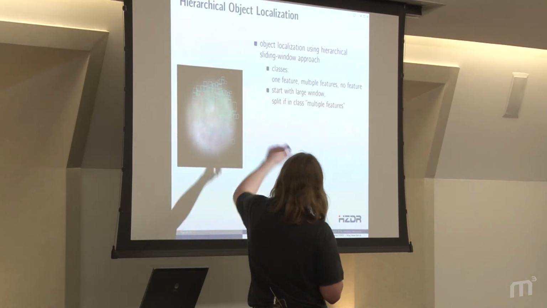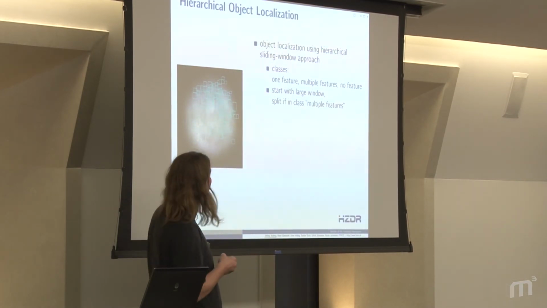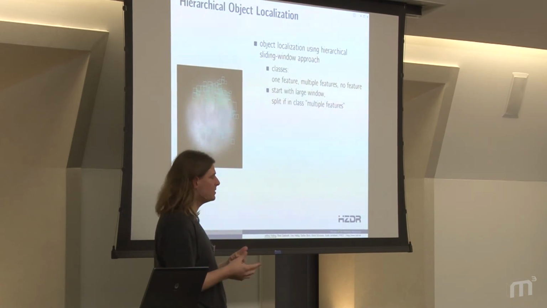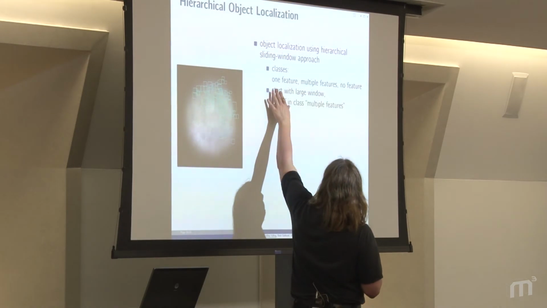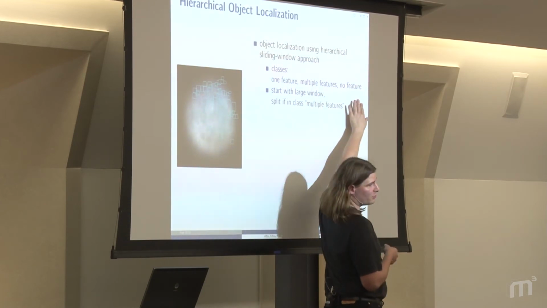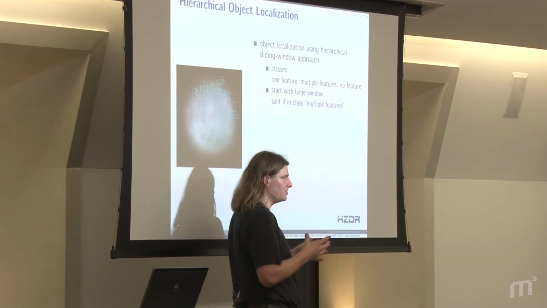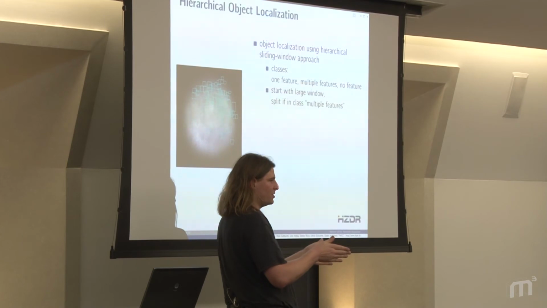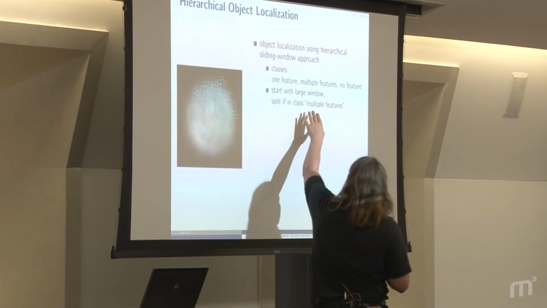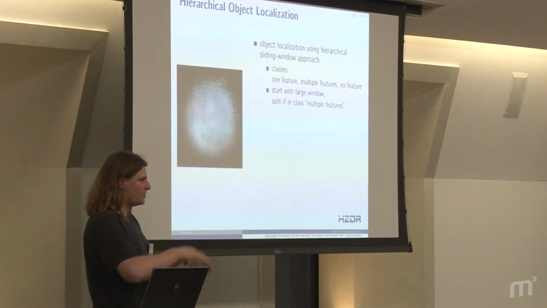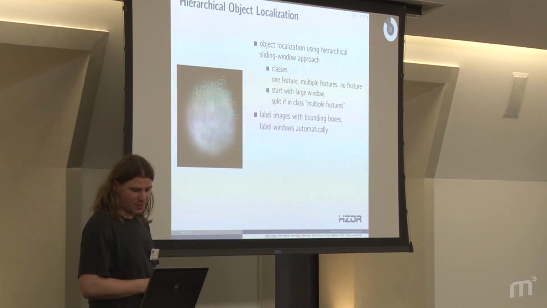So one thing would be an object localization using a hierarchical sliding window approach. That's why in the beginning, when I talked about deep learning, I said it's for learning of heuristics. Here we can have three classes saying there's one feature in our window, there are multiple features in the window, or there's no feature in the window, because we actually want to find the single features. That's the same problem, because we need to separate them so the operator can later say this one is good, this one is bad. And in case we have multiple features, we can reiterate our algorithm, split up this window and do another sub-classification of this window.